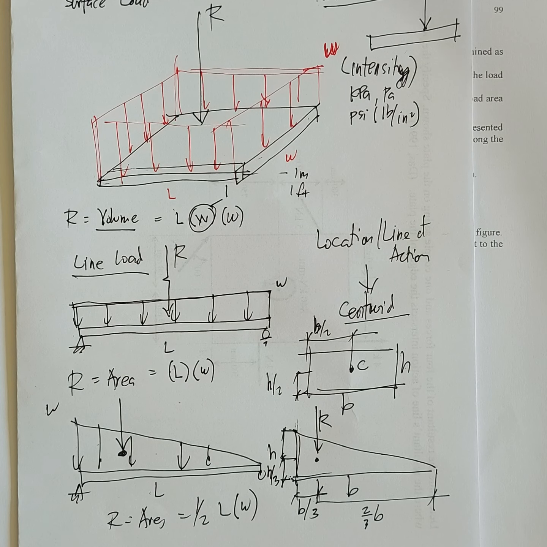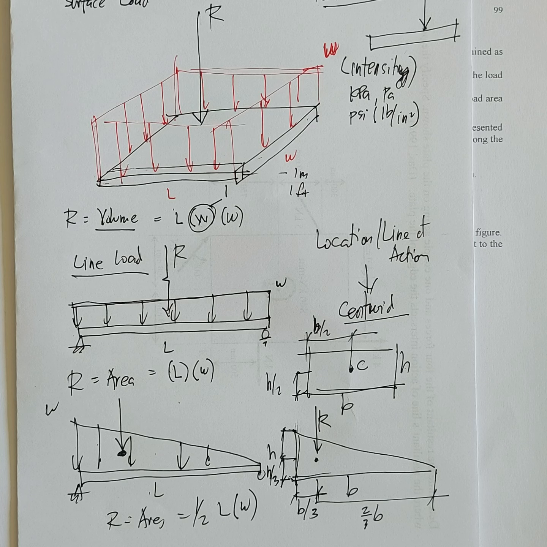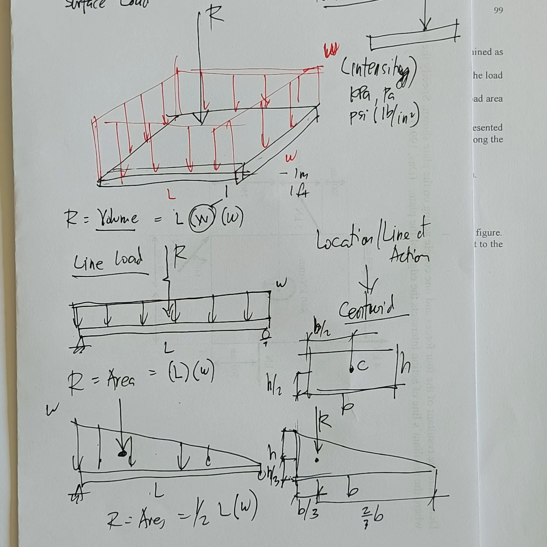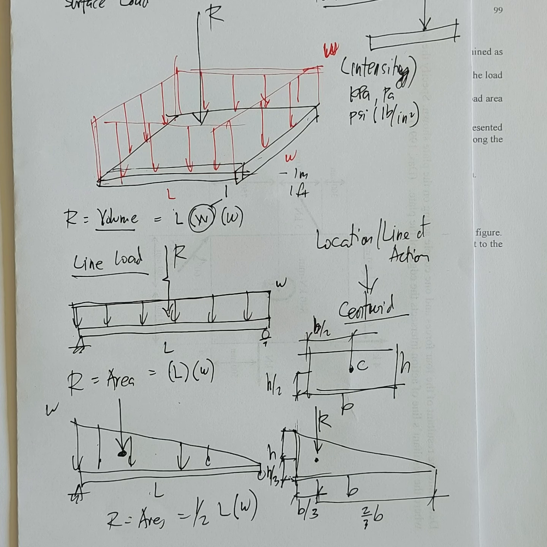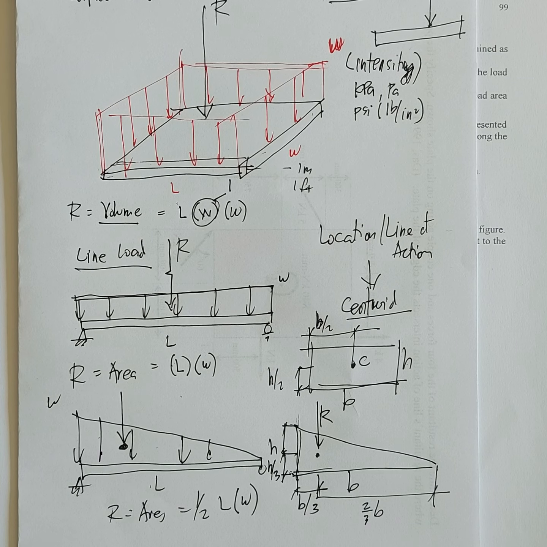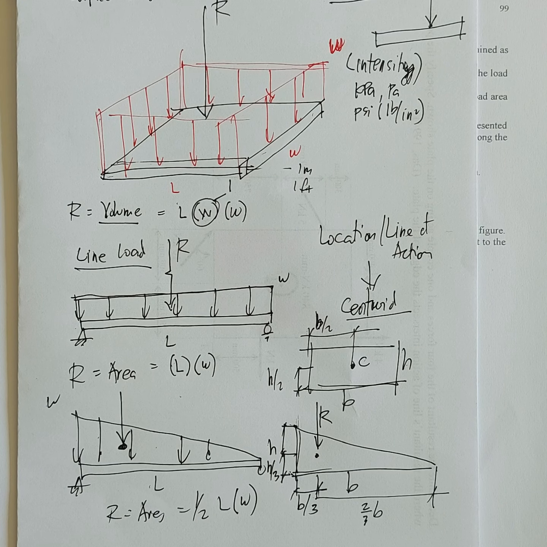So for distributed normal loads, for surface load, ang resultant is simply the volume, and for line loads naman, the resultant is simply the area, and the line of action of the resultant is the centroid of the volume or the area. So ganun lang kasimple pag-solve ng resultant kapag distributed normal loads.